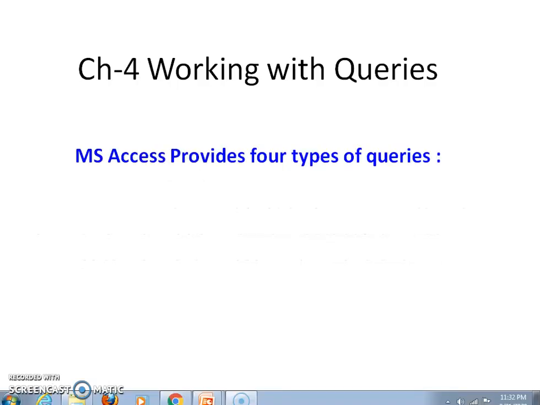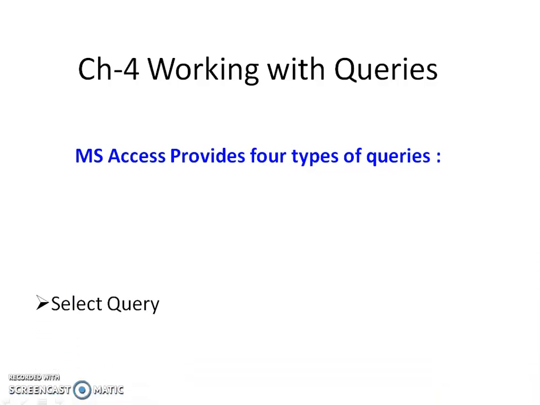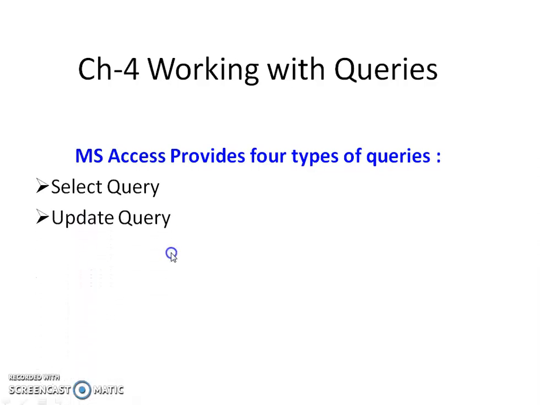MS Access provides 4 types of queries: select query, update query, cross-tab query and append query.